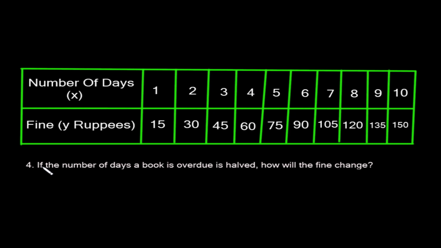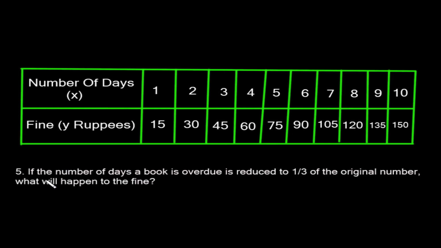Now in this question, if the number of days a book is overdue is halved, how will the fine change? Now it's easy. For 4 days it will be 60, and 4's half is actually 2. So for 2 days it will be 30. Well, 30 is the half of this 60. When the number of days a book is overdue is halved, the fine will also be halved.